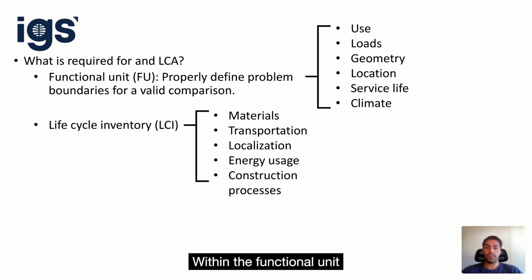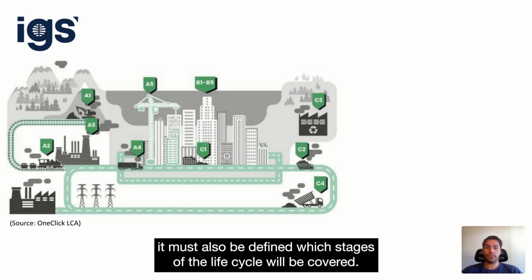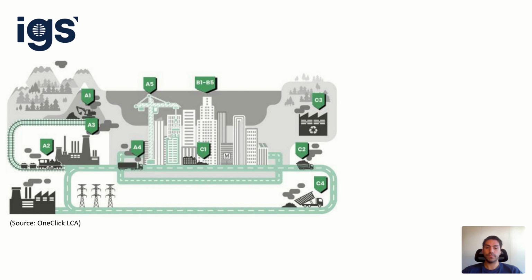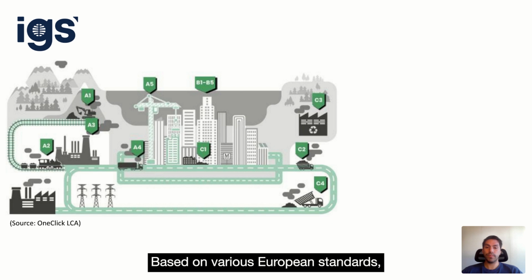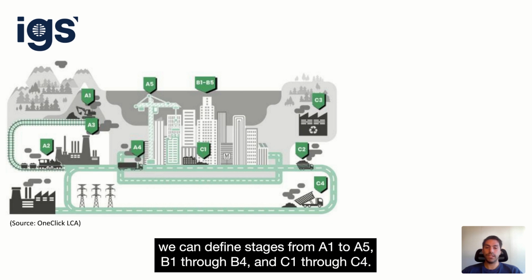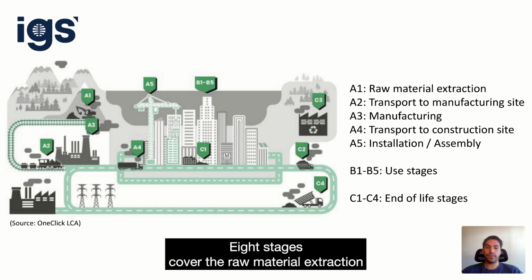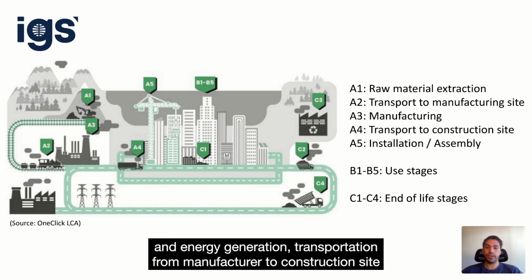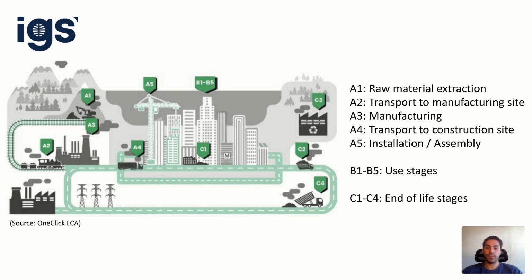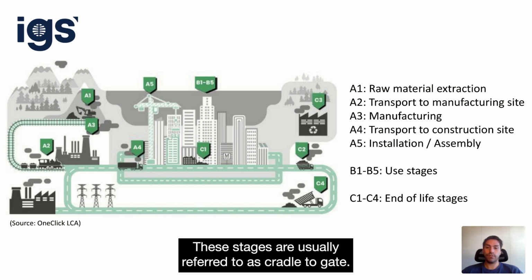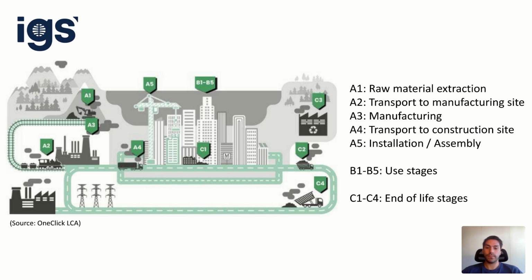Within the functional unit, it must also be defined which stages of the life cycle will be covered. Based on various European standards, we can define stages from A1 to A5, B1 to B4, and C1 to C4. A stages cover the raw material extraction and energy generation, transportation from manufacturer to construction site, and construction activities. These stages are usually referred to as cradle to gate.